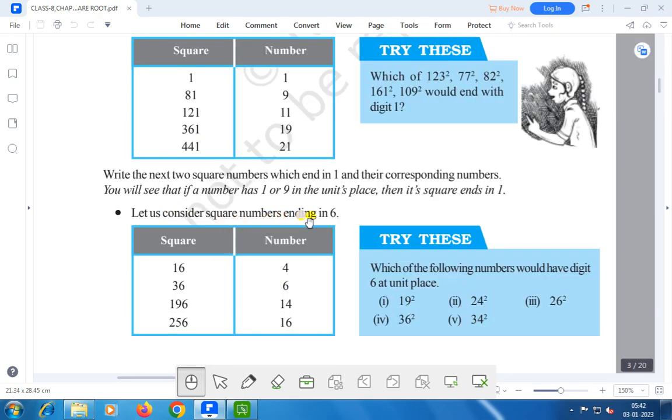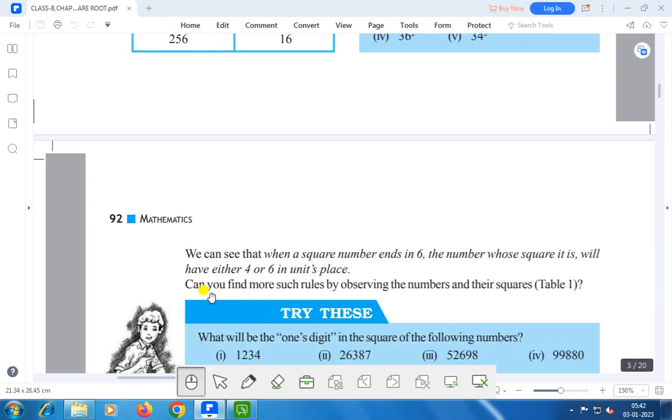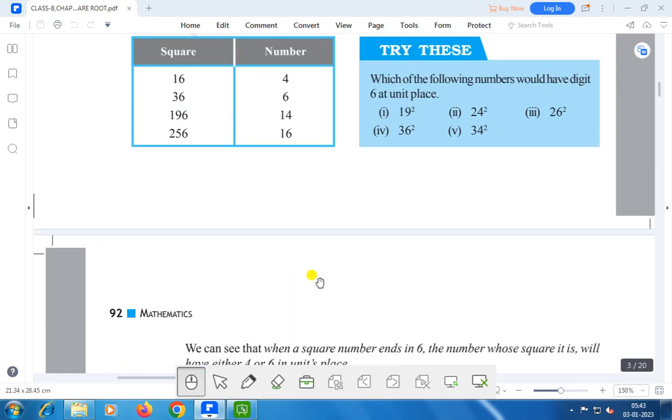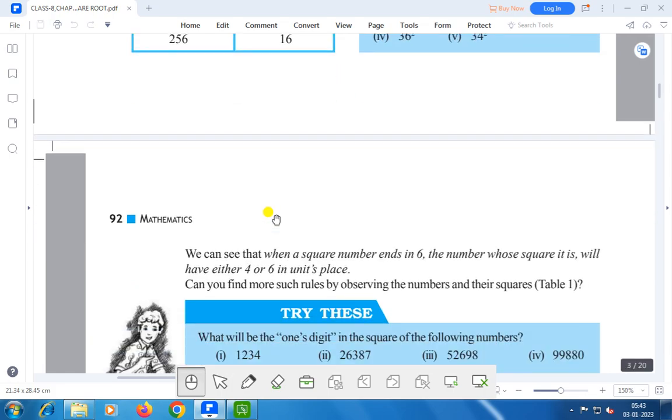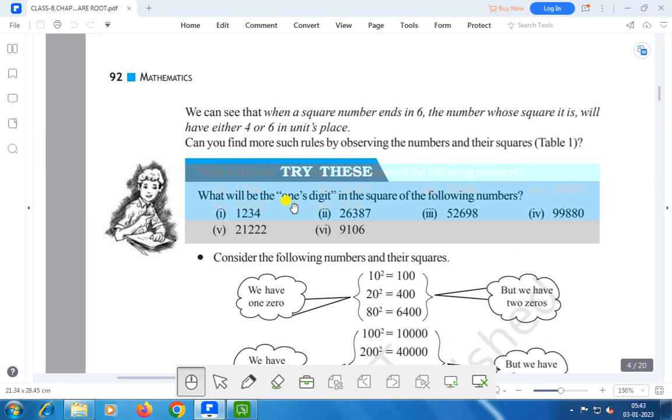Let us consider square numbers ending in 6. 4 square 16, 6 square 36, 14 square 196, 16 square 256. Right? You can see that when a square number ends in 6, the number whose square it is will have either 4 or 6 in the units place. These are the properties. Can you find more such rules by observing the numbers and the squares? That is table 1.